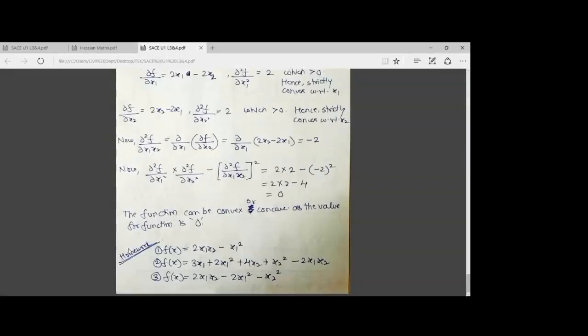And these are the three numericals for your homework. Particularly f of x is equal to twice x1 x2 minus x1 square. All these three numericals are from your question papers only. So now that you have understood this, you should particularly practice this, how you are able to do it, right? Once you have practiced, you will gain some confidence that you can solve this or not, right?